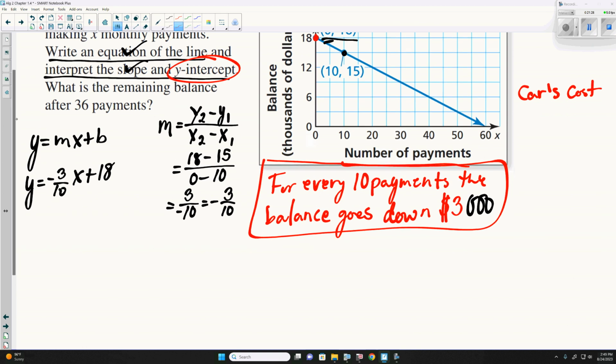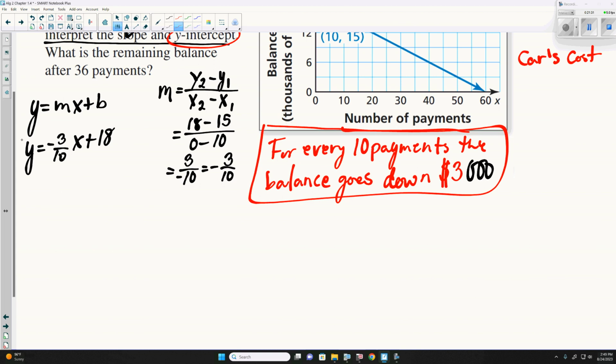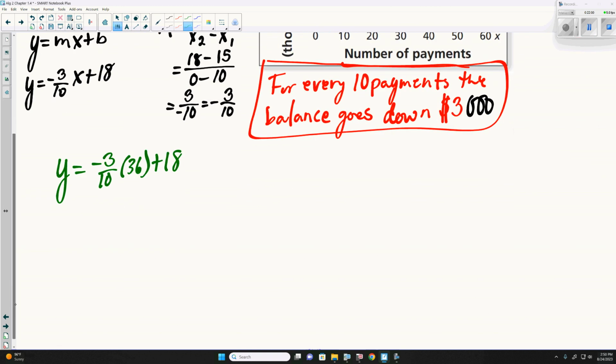Unfortunately, eventually you're going to go upside down. And we can get into that here in a minute. But the last part of this is to see what the remaining balance is after 36 payments. 36, would that go in place of X or Y? X. So y is equal to negative 3/10 times 36 plus 18. This is another part of our answer. Now, is the variable by itself? Yeah. Plug it in.